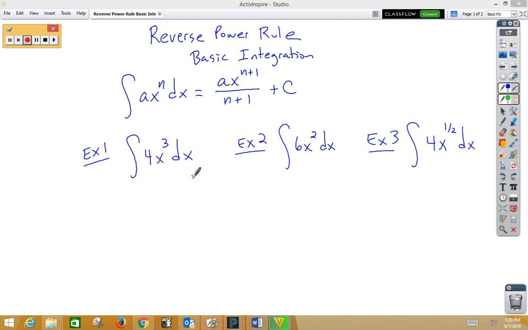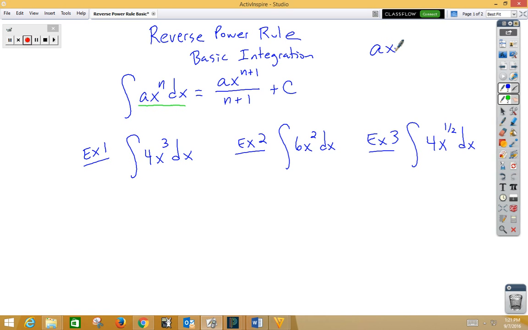In this video, we begin integration, the reverse power rule, or basic integration. The reverse power rule is when we have anything that is in the form of ax to the n dx. If we integrate, that would be ax to the n plus 1 divided by n plus 1 plus c. And if you think about that, that is the exact reverse of the power rule with derivatives.